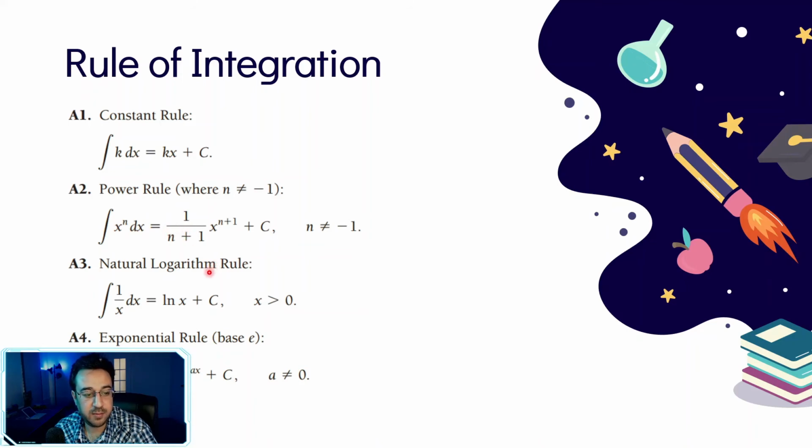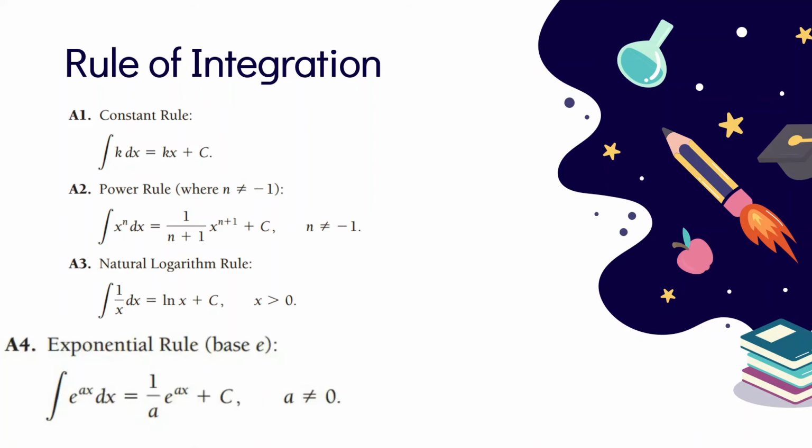For the logarithmic expressions, the rule would be the integration of 1 over x dx would equal the ln of x plus c, where x is greater than 0. The exponential rule, or the base e: the integration of e to the power of ax dx will equal 1 over a multiplied by e to the power of ax plus c, where a doesn't equal 0.